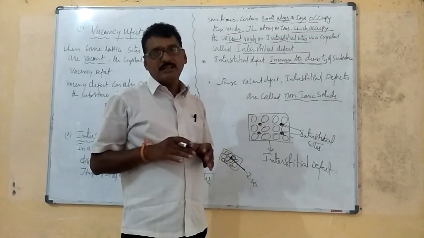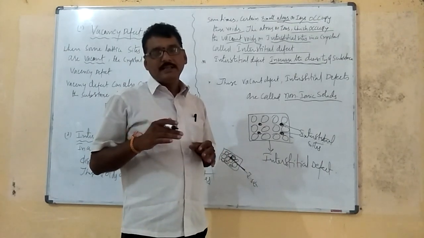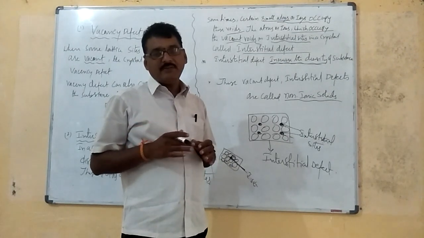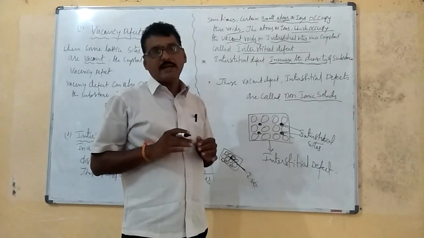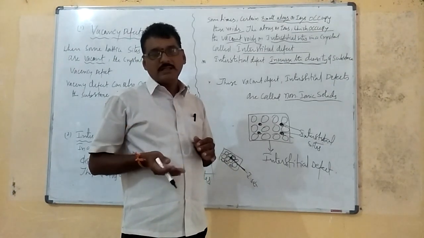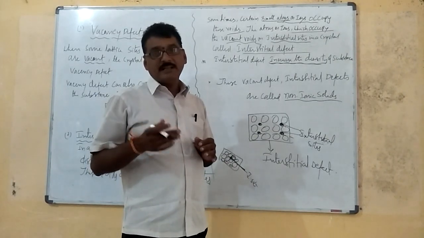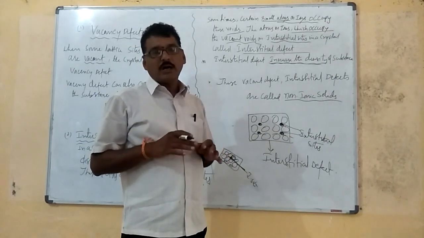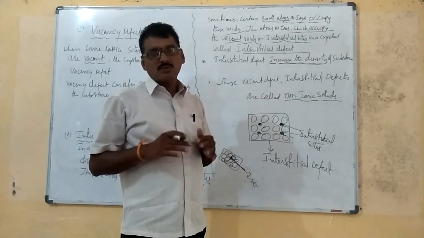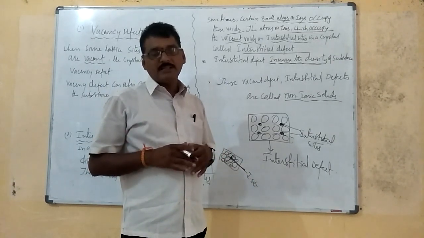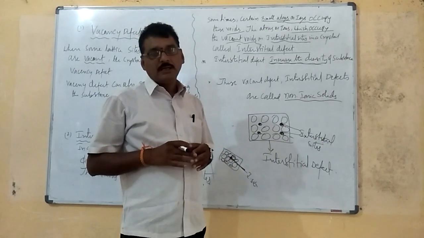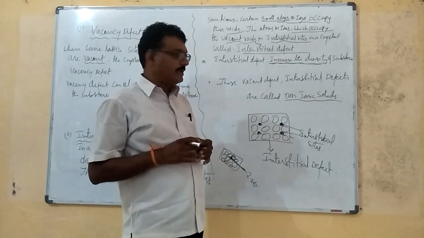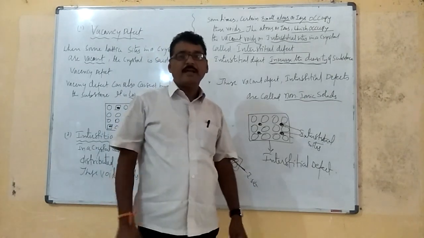In the interstitial defect, the density of the substance increases, whereas in a vacancy defect the density is lowered. In the interstitial defect the density increases because the small atoms or ions occupy these voids. The other name for this defect is interstitial defects.